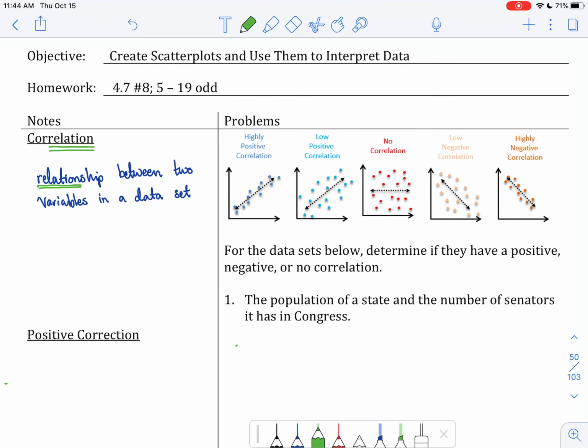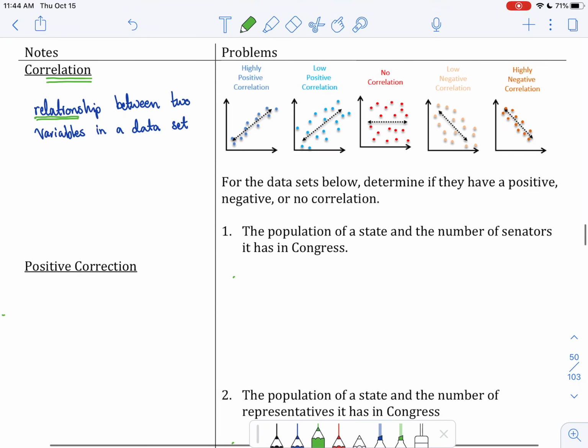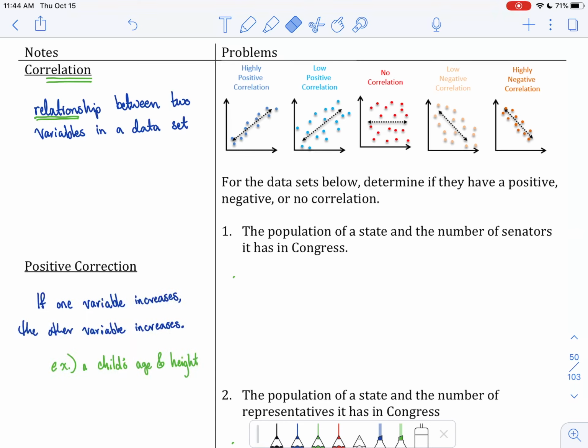So positive correlation just means that when one variable increases, the other one increases, which is what we see here. If we're going higher numbers this way, we're also seeing higher numbers this way. So one example of positive correlation would be a child's age and their height. Children get taller as they grow older. Another example would be the distance traveled and the time that you've spent traveling. The longer you spend traveling, the more distance you have covered.